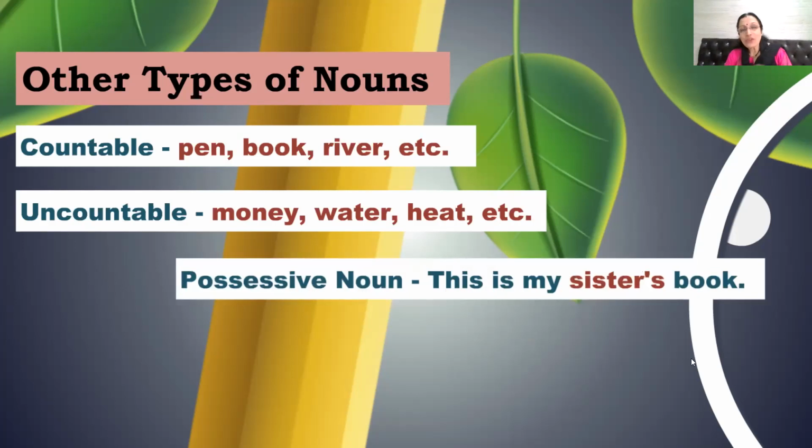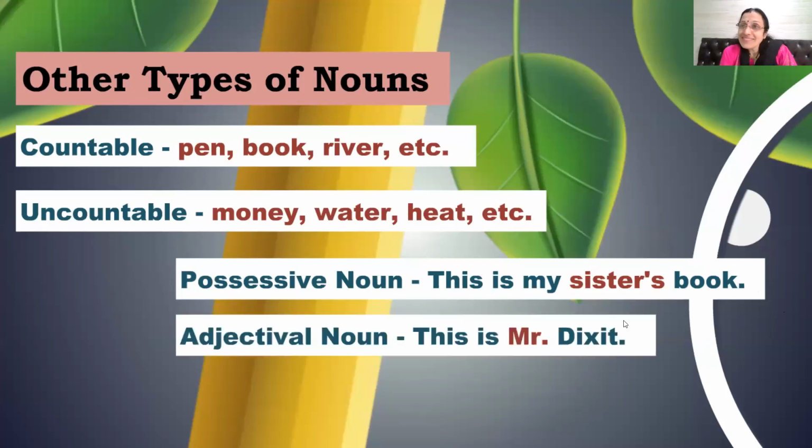Possessive noun. Did I ask you about Cinderella's father? I said, okay. This is my sister's book. Sister is a noun, but you're saying sister's book. So it's a possessive noun.